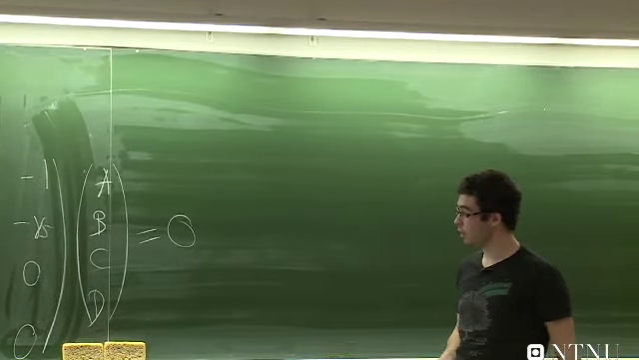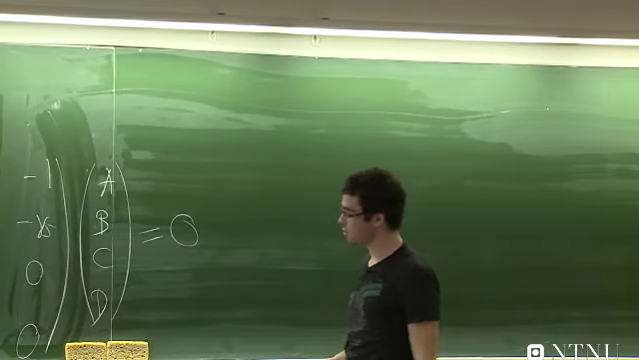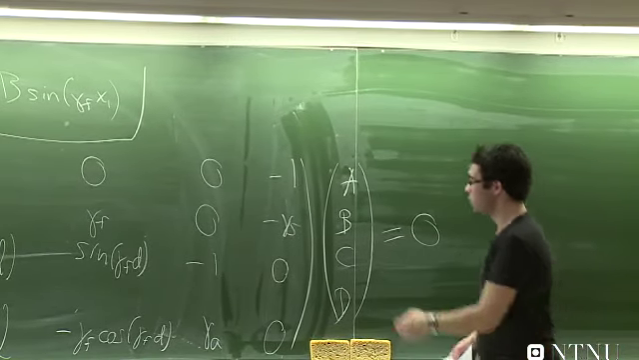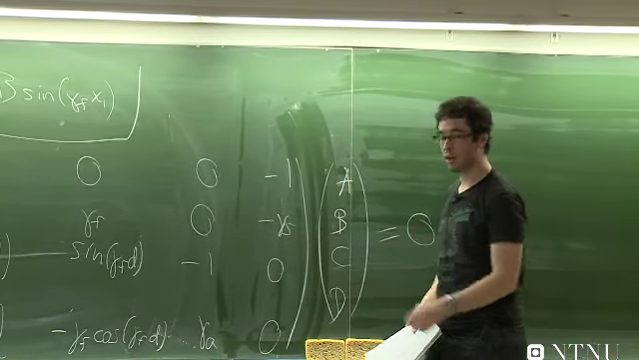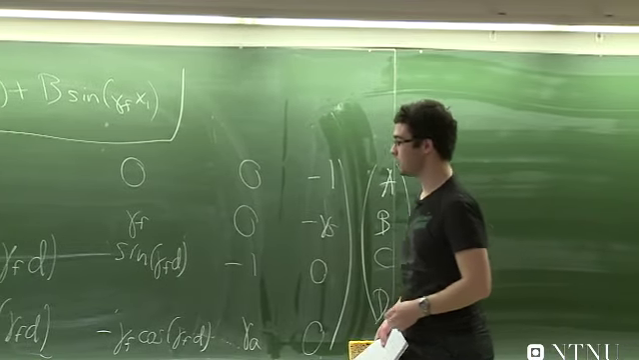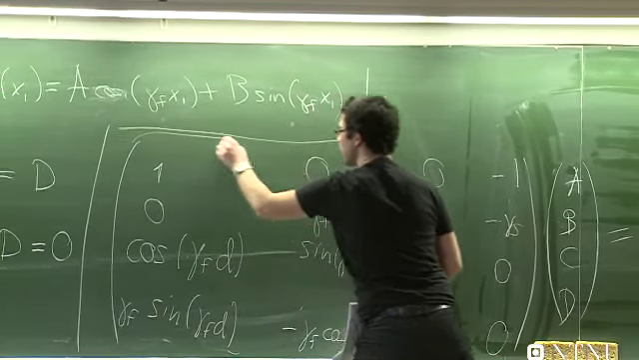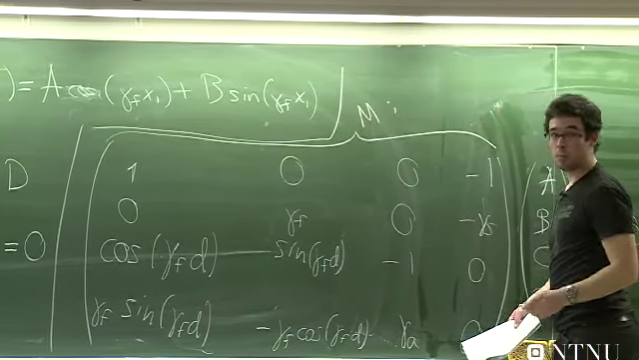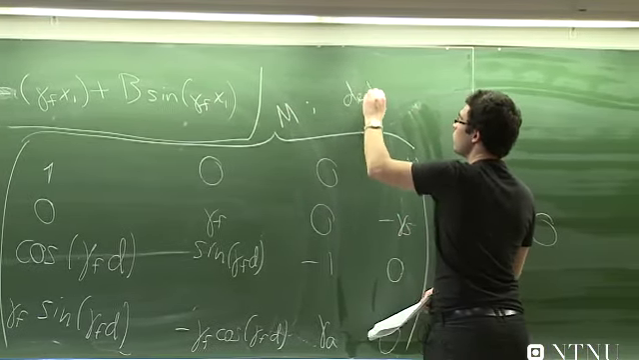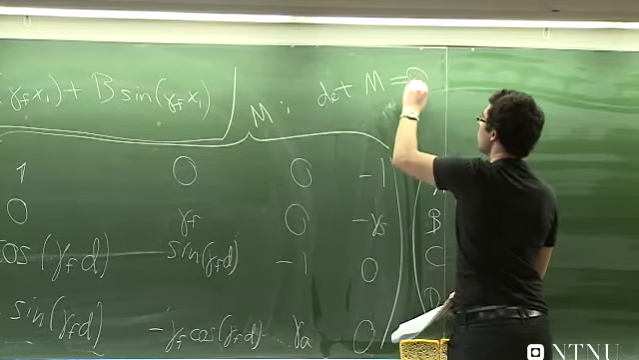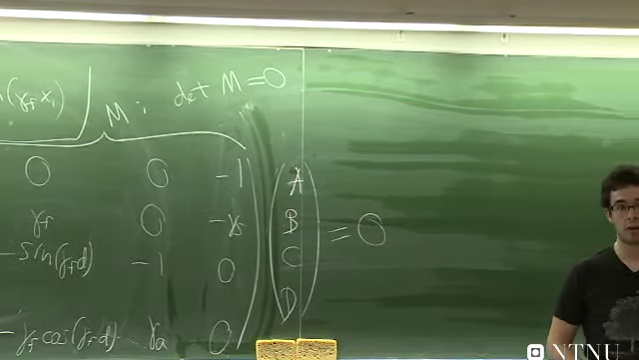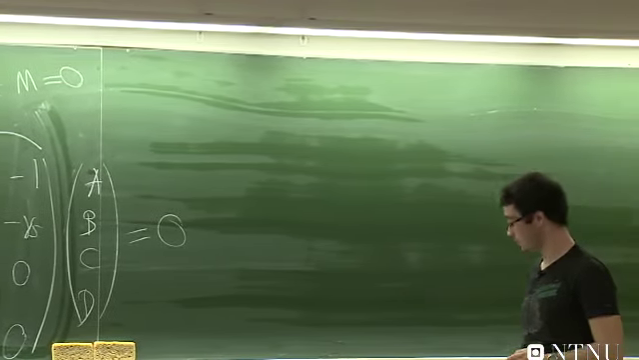And if you recall your linear algebra, you'll remember that if you're going to have a solution that's non-trivial, that is, if not all of these are going to be 0, well then the determinant of this matrix will have to be 0. So if I call this matrix M, then its determinant has to be 0. Otherwise A, B, C, and D will all be 0. And that's not a very interesting wave to be considering.